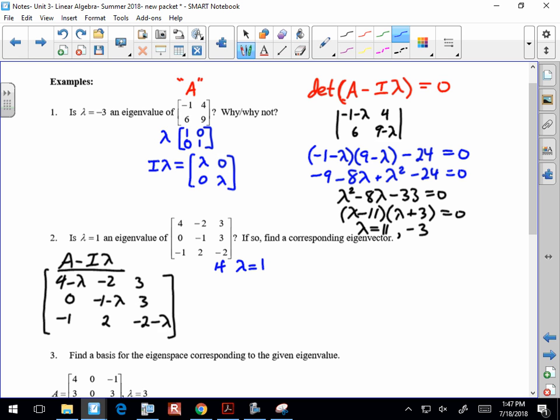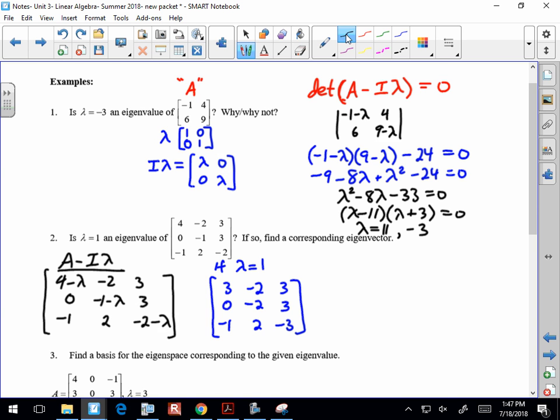If lambda is equal to 1, then we would get 3, negative 2, 3, 0, negative 2, 3, negative 1, 2, negative 3. All right. Now, if lambda is equal to 1, then I lambda is really just I. So really just subtracting the identity matrix. So you could do a quick double check on that. We subtracted 1 down the main diagonal.